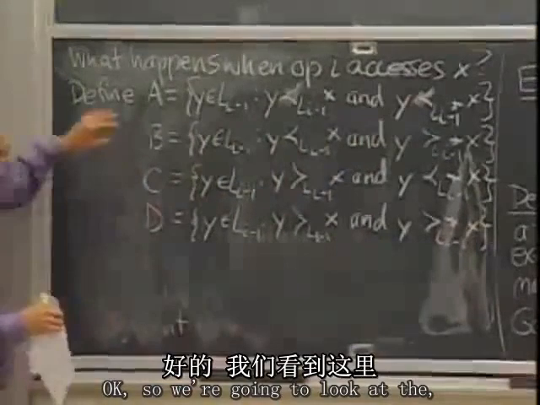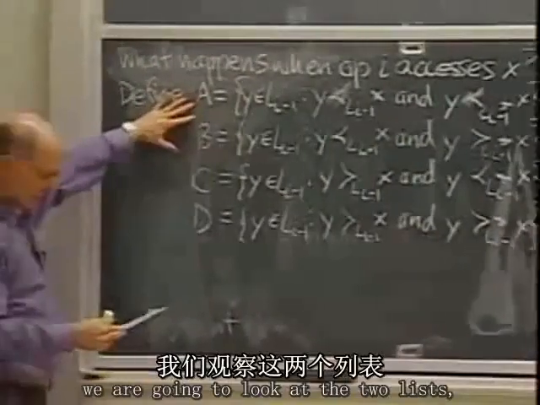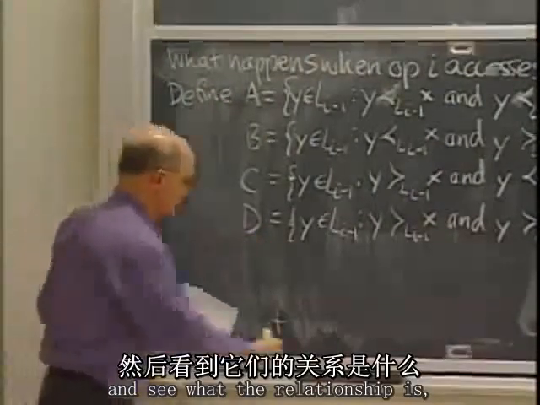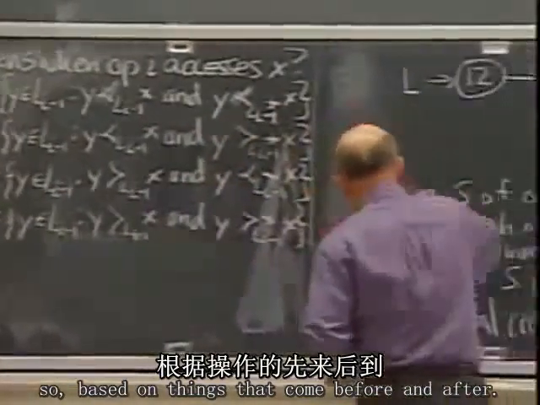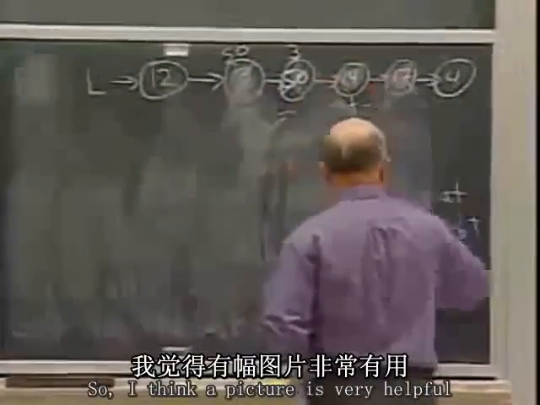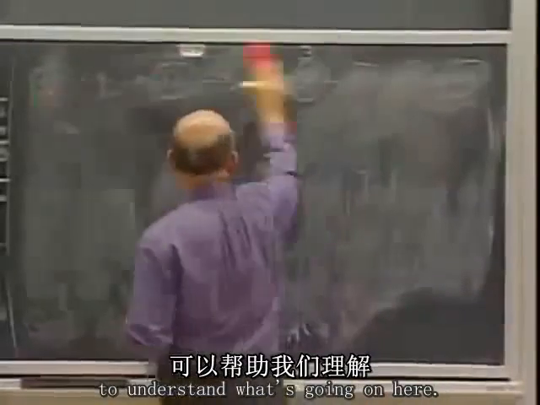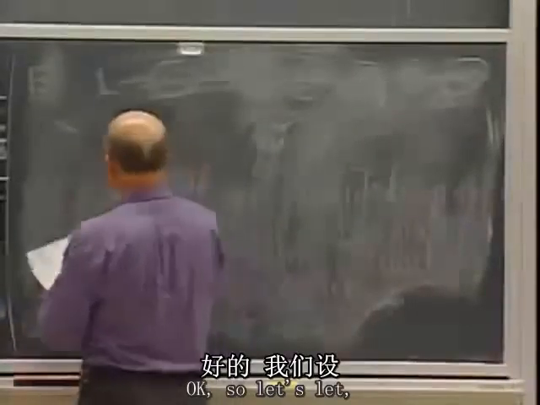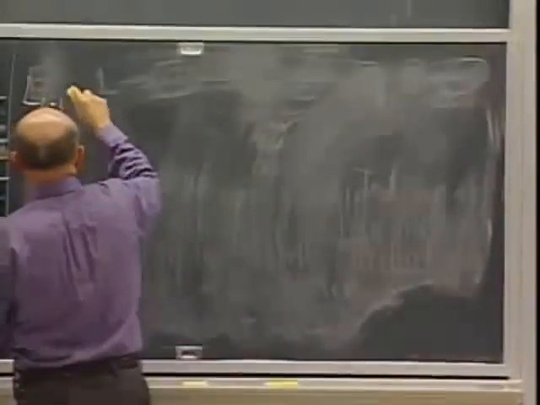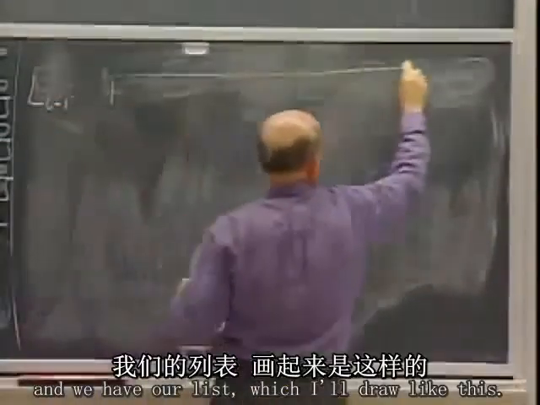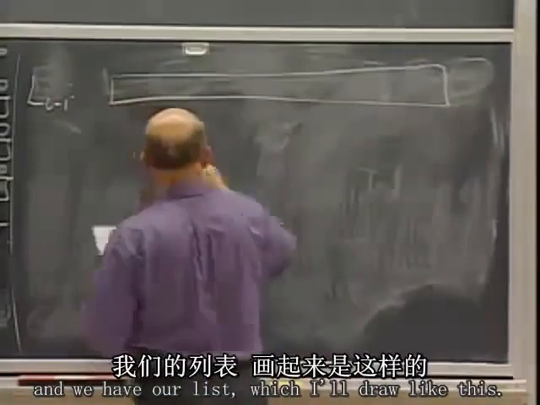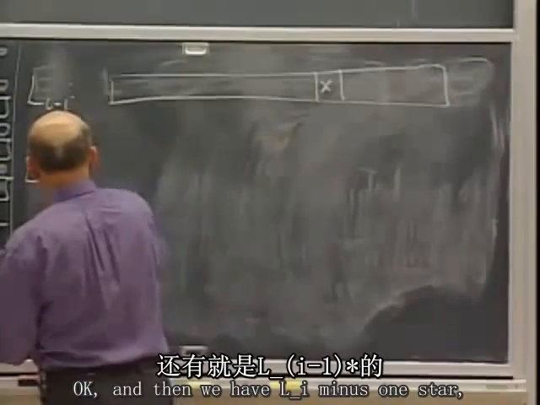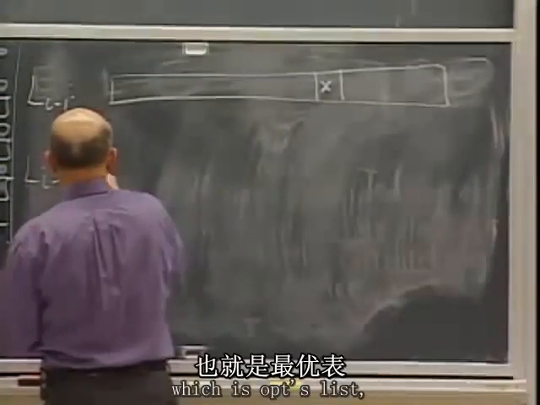So when we access X, we're going to look at the two lists and see what the relationship is, based on things that come before and after. I think a picture is very helpful to understand what's going on here. So here's L sub i minus 1, and we have our list, which I'll draw like this, and somewhere in there we have X. And then we have L sub i minus 1 star, which is OPT's list.